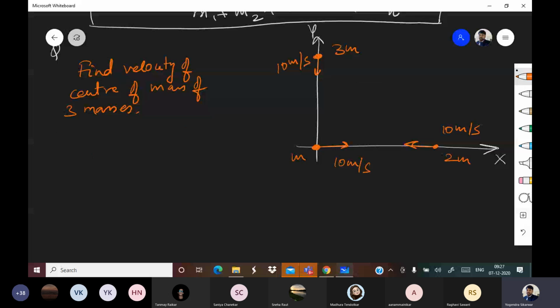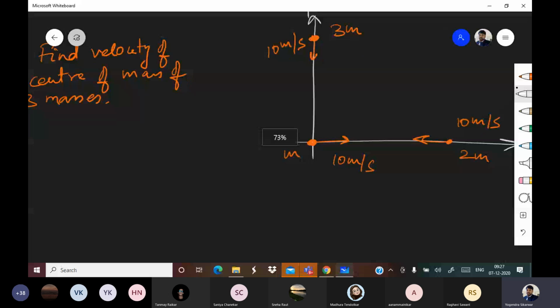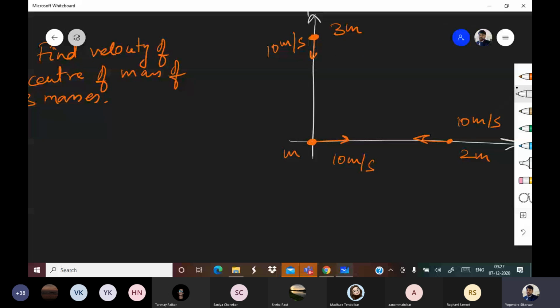Correct. Madhura is also saying the same thing: minus 10i minus 30j by 6. Sir, by mistake, my mistake. Very nice.